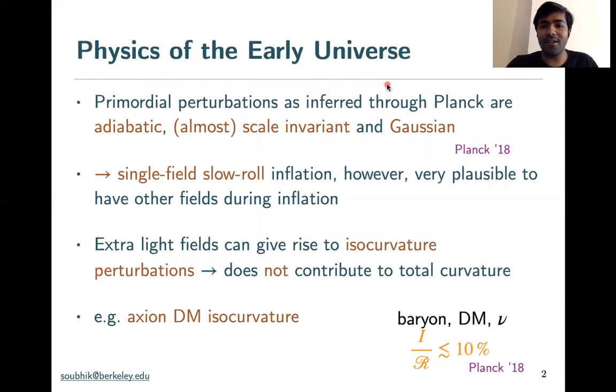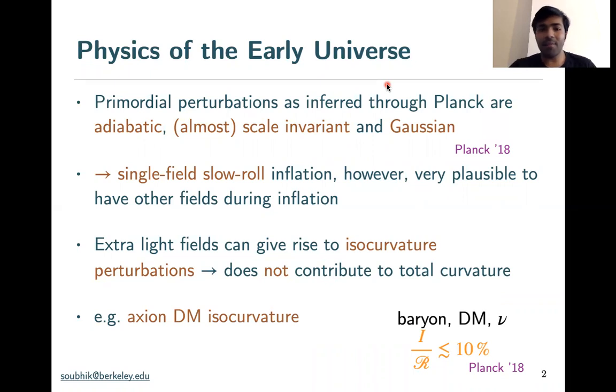As we know, based on the Planck observations, the primordial perturbations are adiabatic, almost scale invariant, and Gaussian to a very high degree. Minimally, these properties point towards the paradigm of single field slow roll inflation. However, if you look at more UV complete models of inflation or high energy models of particle physics, then you realize that it's very plausible to have extra degrees of freedom or extra fields during inflation. In particular, it's quite natural to have extra light fields other than the inflaton during inflation.